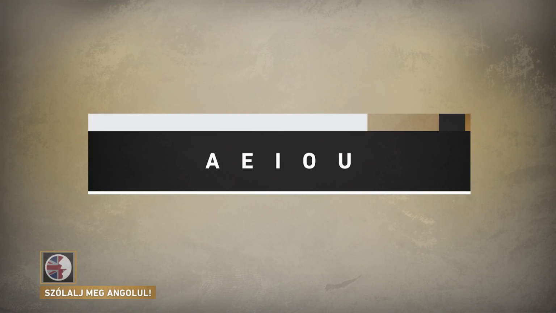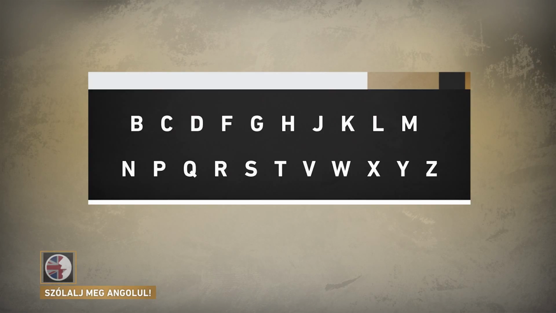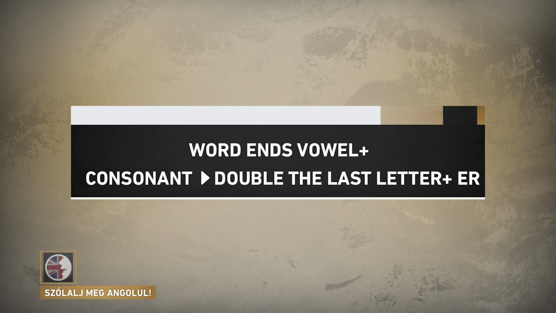Okay, so just to make sure, vowels are A, E, I, O, and U. And consonants are B, C, D, F, G, H, J, K, L, M, N, P, Q, R, S, T, V, W, X, Y, and Z. Great. Now, if the adjective ends in vowel plus consonant, then what happens? Well, if the end of the adjective is vowel plus consonant, we double the last letter before adding ER.